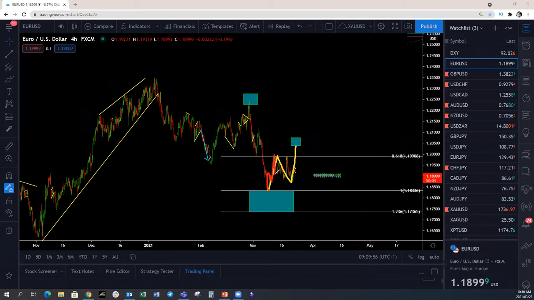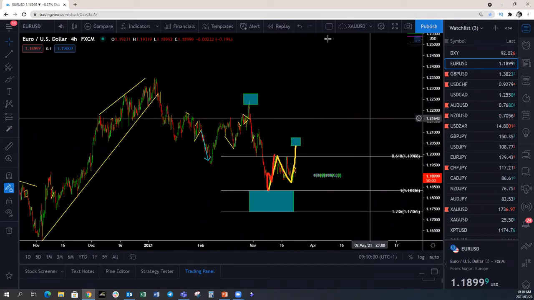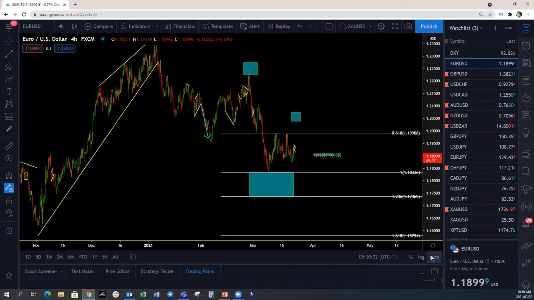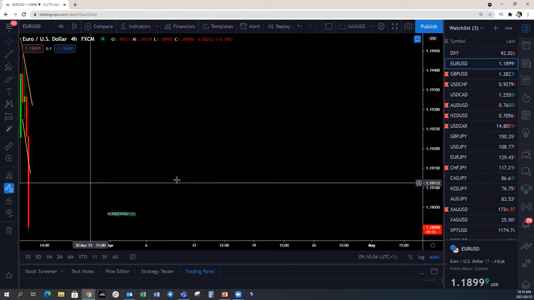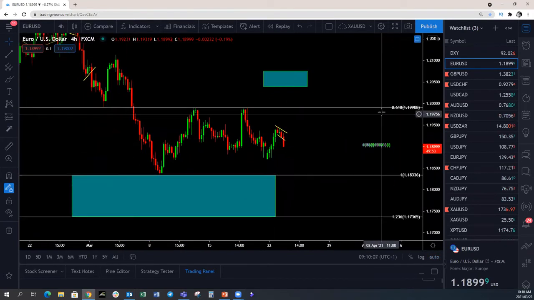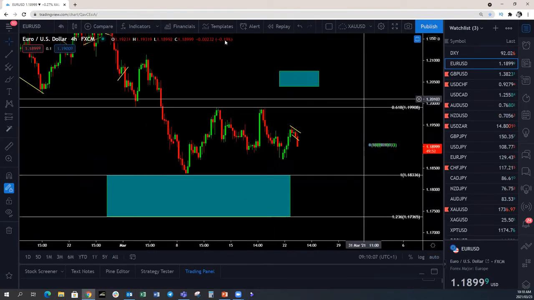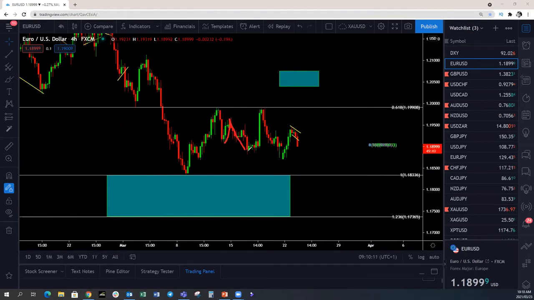We've got 1. Let's make it bigger so you can see the lines that I'm drawing there. Let's make it bigger so you can see all this. So this is a complex correction here. So guys, this is 1, 2, 3. This is how we'll be looking at this.